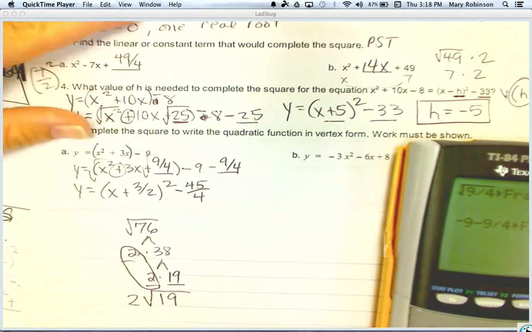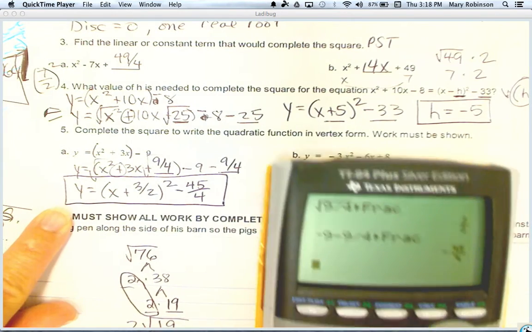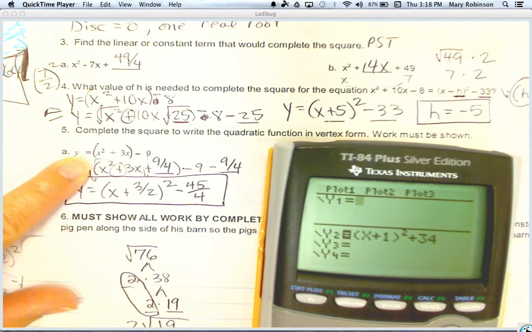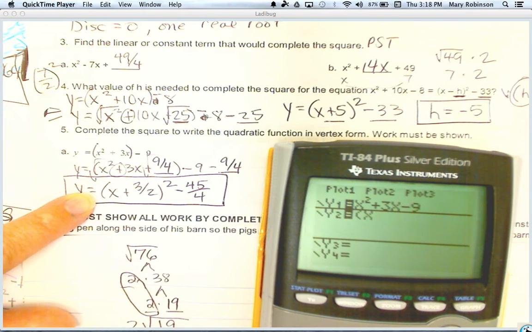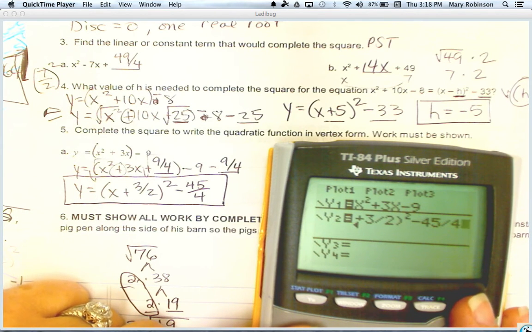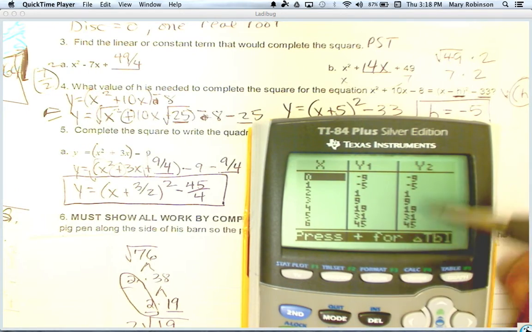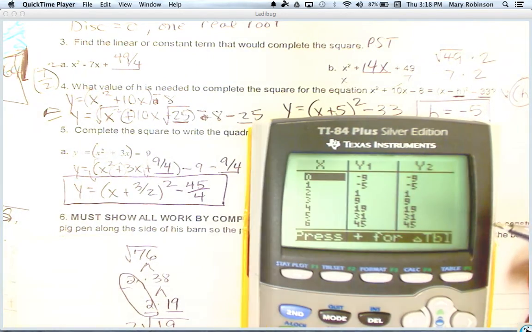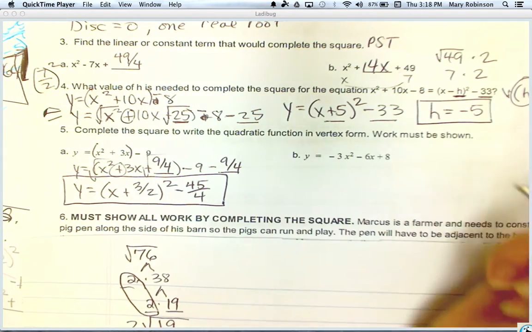Please remember that you are finding an equivalent form, which means we know how to verify this. If we type in x squared plus 3x minus 9, and then type in vertex form, and look at our table, our output values in our table should match. That's how we determine that two equations are equivalent, or two functions, okay? So make sure you're verifying it doing that step.